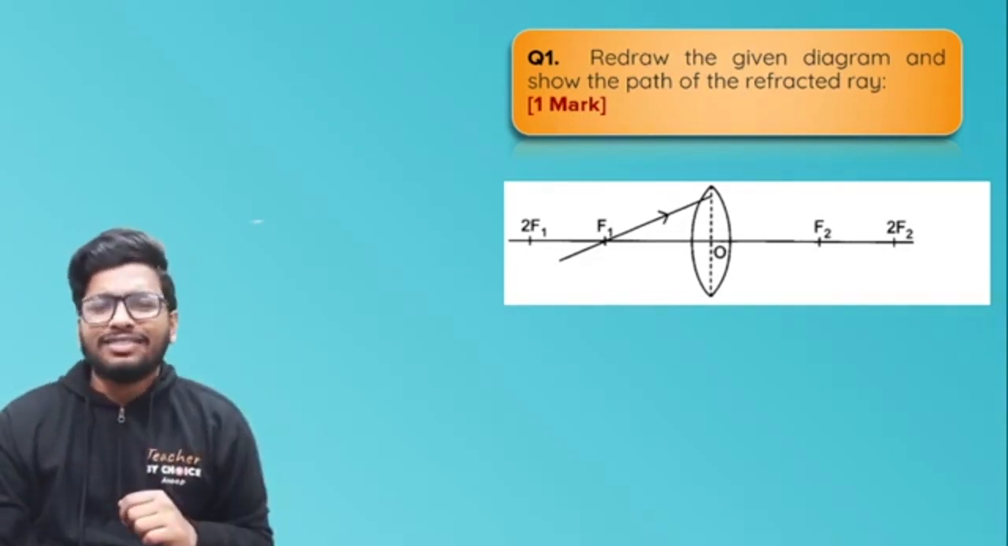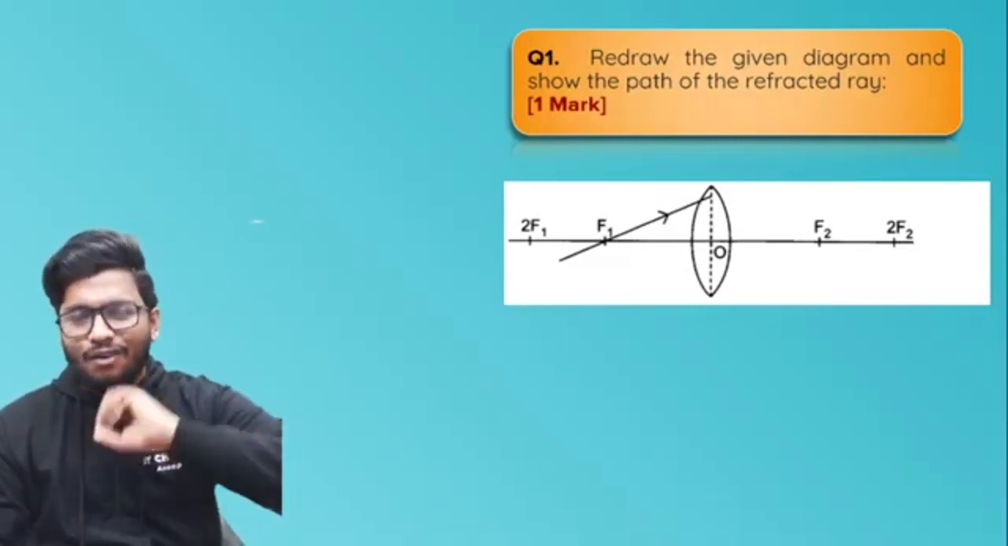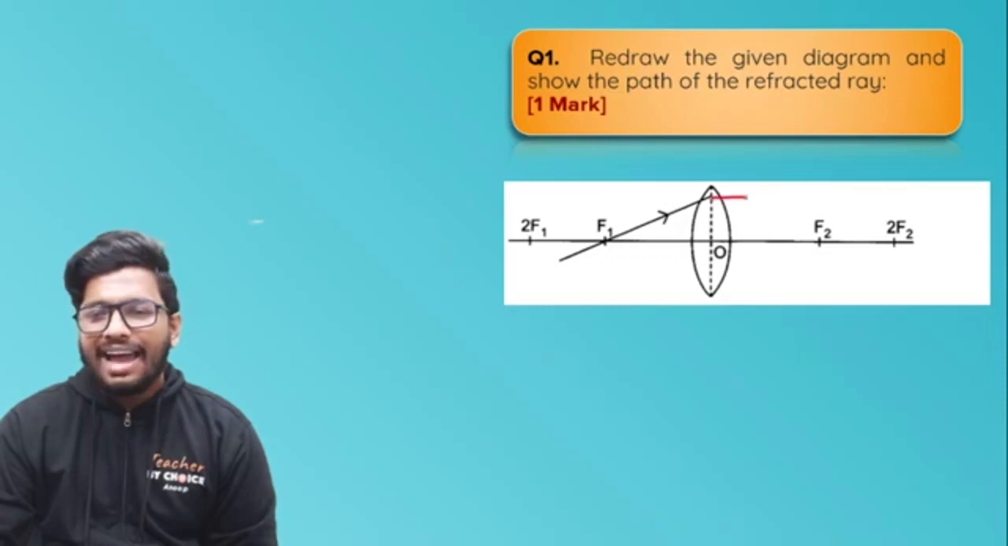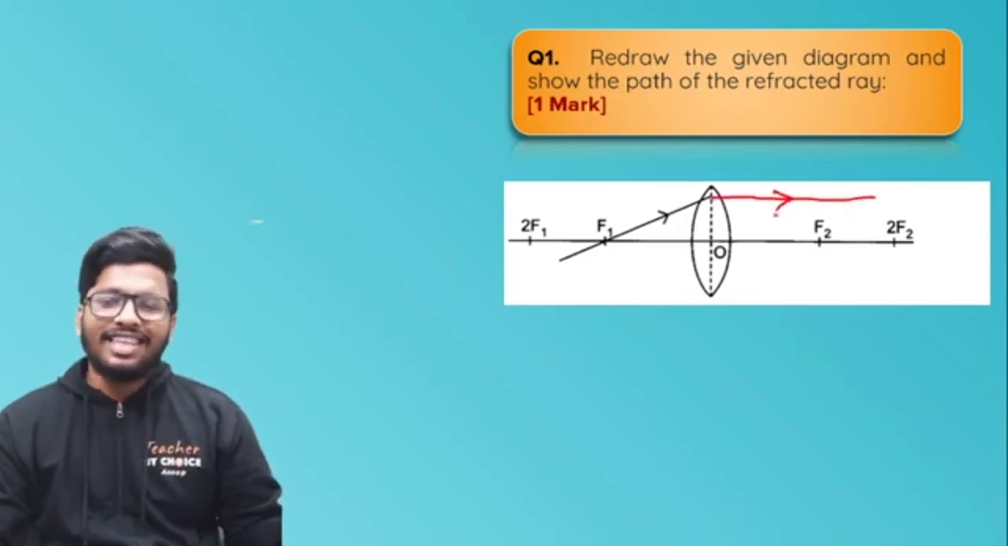When the ray of light is passing through the principal axis, through the focus, then after refraction, the ray of light will become parallel to the principal axis. So that would be the answer.